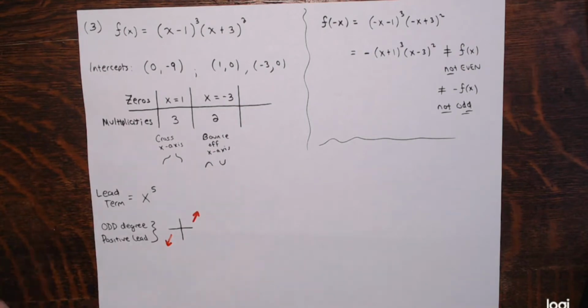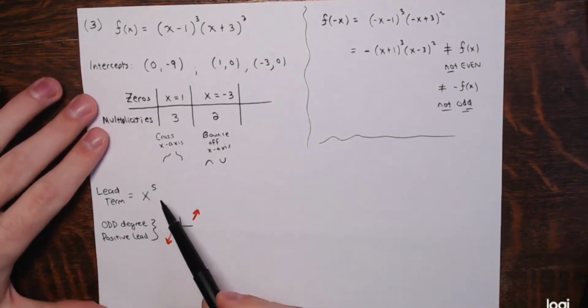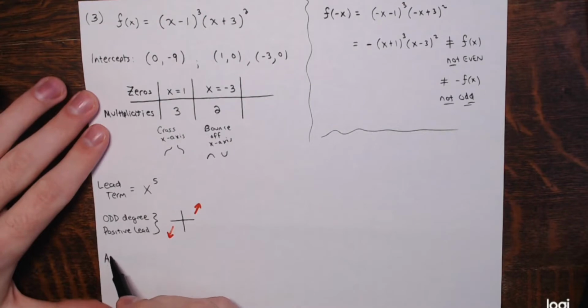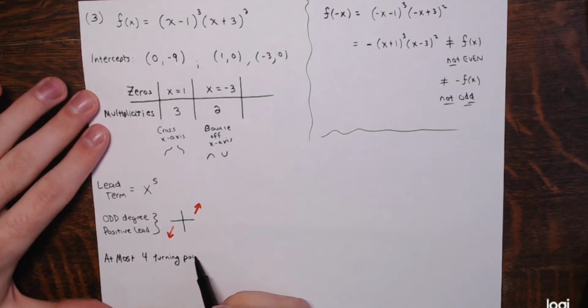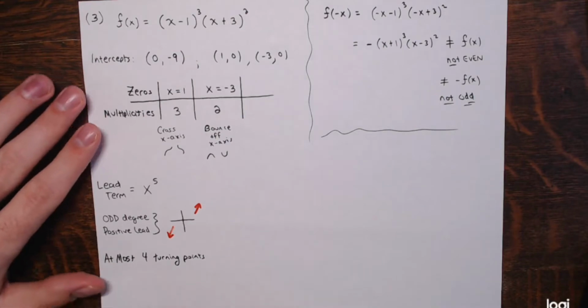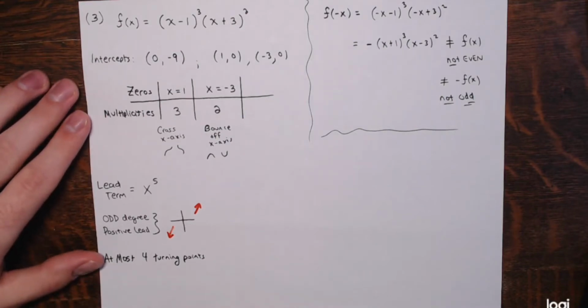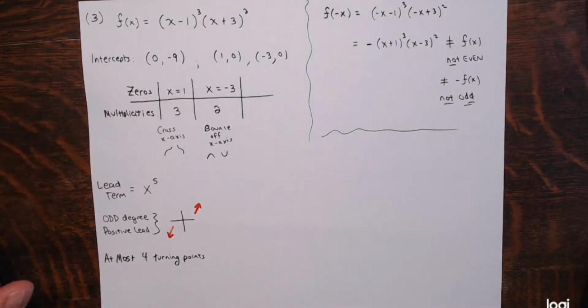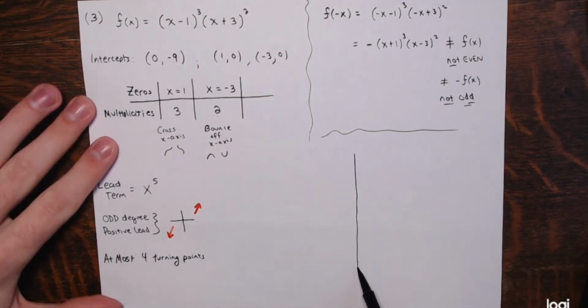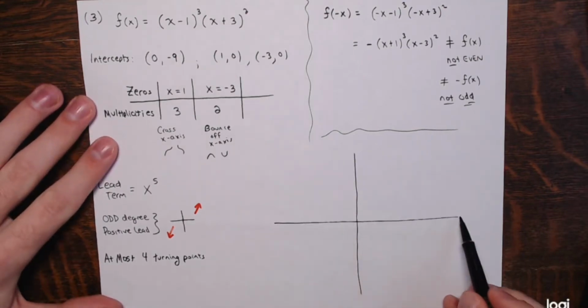And it's a degree 5, so it can have no more than 4 turning points. Just so I know, if I draw this picture and I have more than 4 turning points, I did something wrong. Alright, so let's do a rough sketch of it over here.